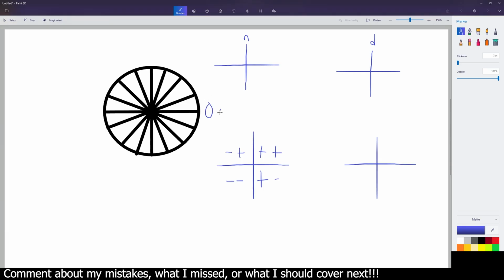It's going to be 0 or 2 pi, depending on if you're at 0 degrees through 360. Then it's going to be pi over 2, pi, and 3 pi over 2. Okay, great. So why is it like this?